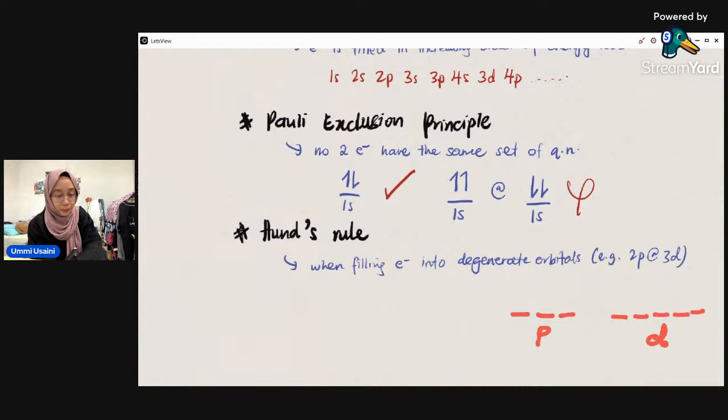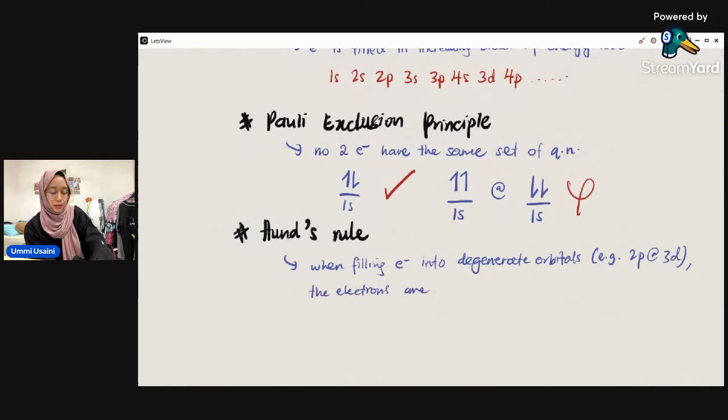Okay, yes. So sampai mention Aina Latifah. Okay, thank you. They have the same energy. So ini adalah considered sebagai degenerate orbitals. So when filling electron into degenerate orbitals, the electrons are filled singly into each orbital first. Each orbital. Tapi ada syarat juga. Kita akan isi satu-satu dulu. Kalau p tu tadi ada tiga orbital, kita isi satu-satu dahulu.